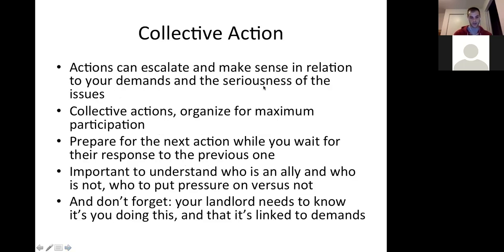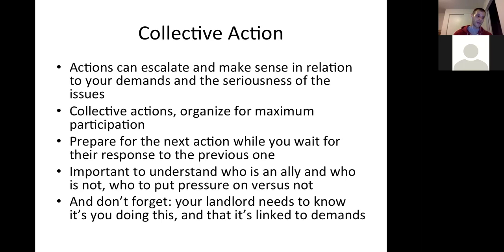I think I already covered this, but just a couple of important things to keep in mind. Your landlord needs to know that you're the one that's doing this and that what you're doing is linked to your demands. And that's why, for example, a demand letter is often a good first step, because it puts the landlord on notice that these are our concerns and we're going to take action if you don't meet our demands.